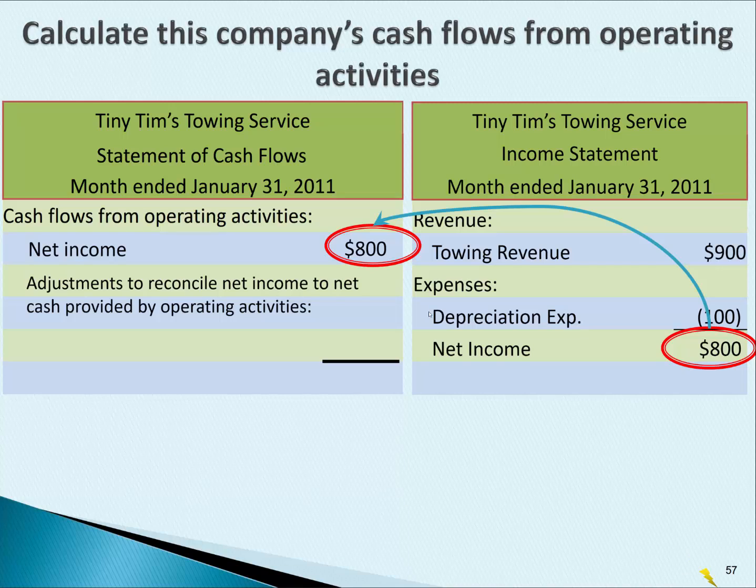And then we know depreciation expense is going to go in the operating activity section, because the operating activity section includes revenues, expenses, and we have to back out things like depreciation expense, gains and losses. All right, so depreciation expense. Over here on the right side, we've got our income statement. We've got depreciation expense of $100. So are we going to add that or subtract that on the statement of cash flows? Well, the previous few slides showed that we need to add it back in. So how much was Tiny Tim's cash flow from operating activities? $900.